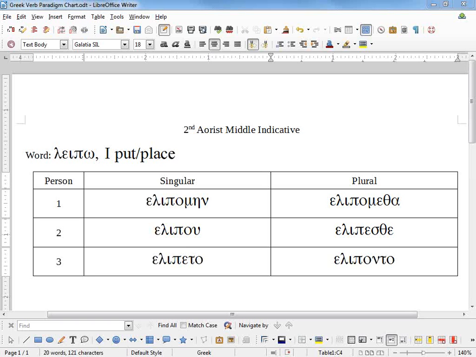On that first person plural, how would we say it? Yes, the way we say this word is elipometha. Elipometha. Translated in English, we would say we placed ourselves, or, what's the past for put? Put? I guess it's still put. We put ourselves.